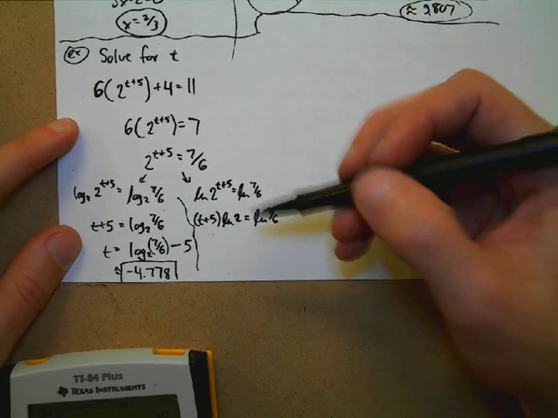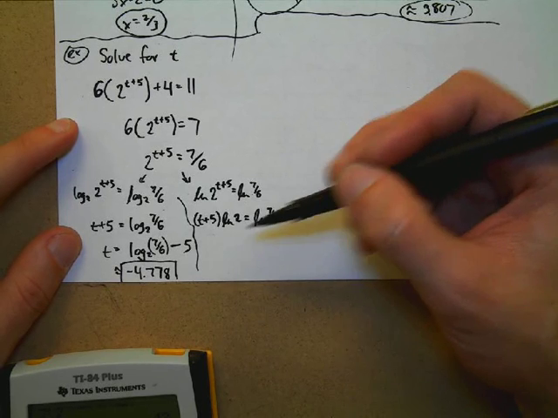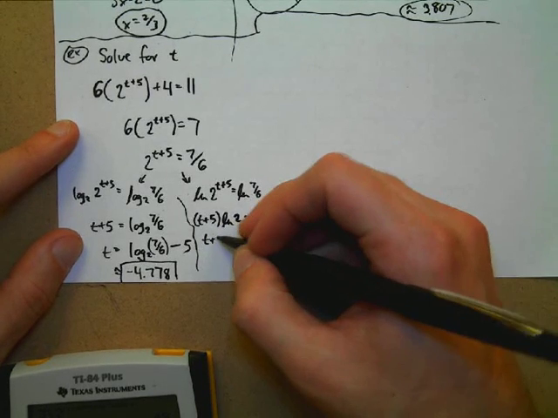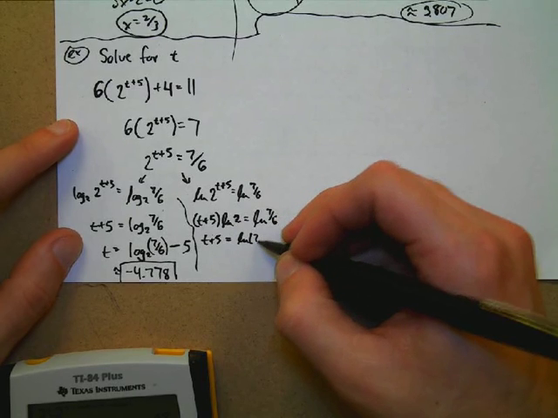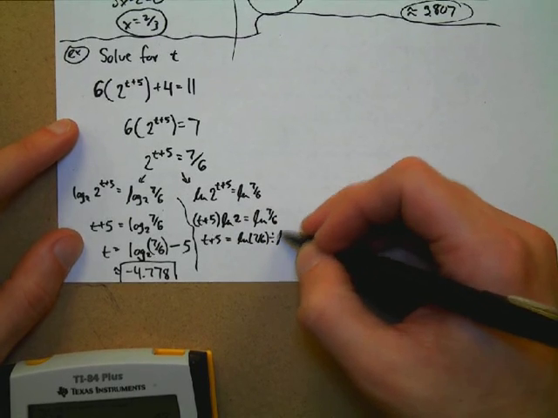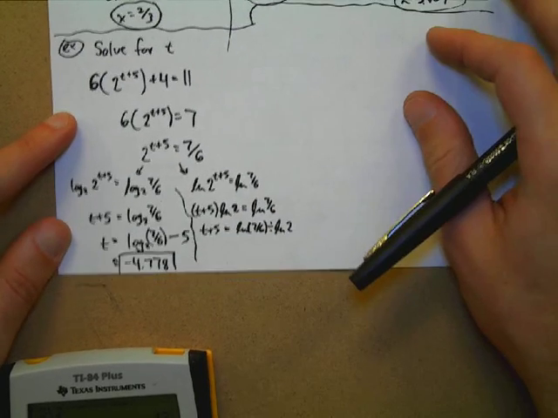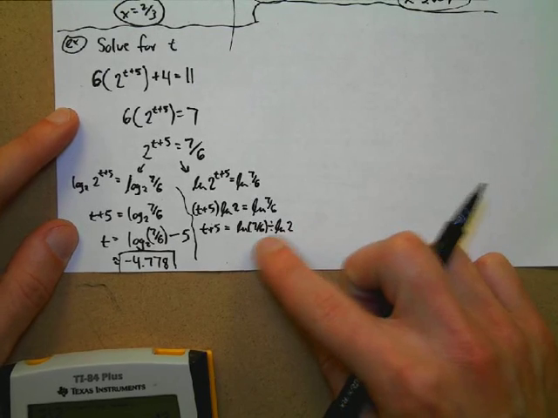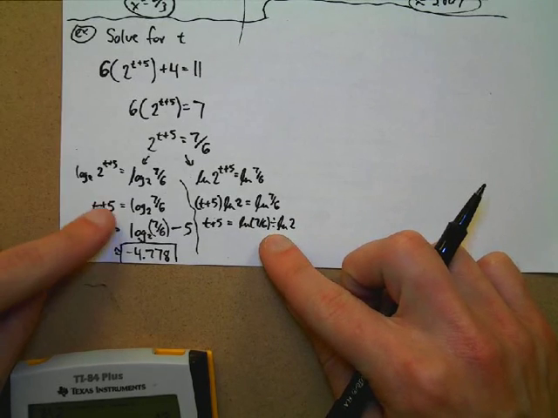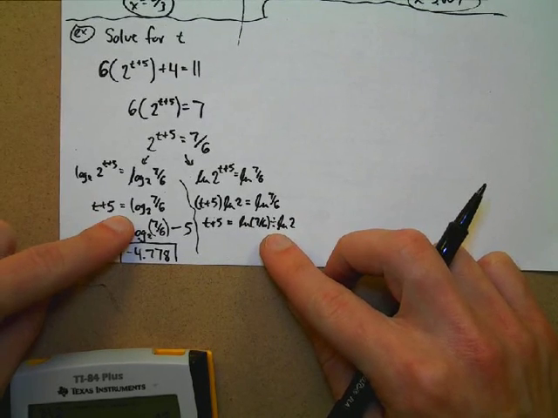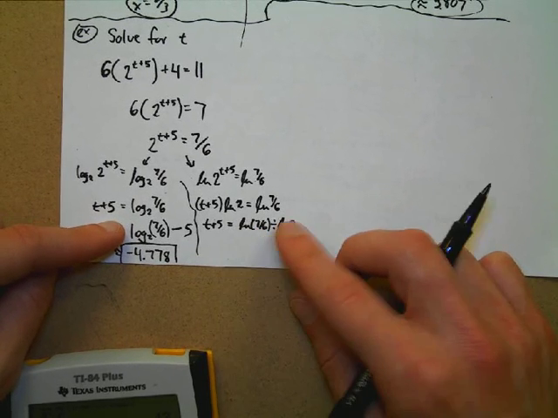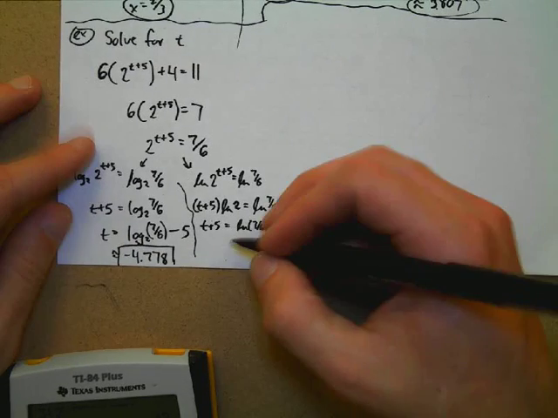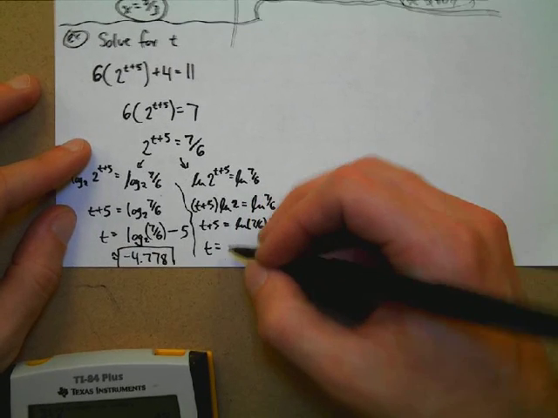Like that. Which might look worse than log base 2 of 7/6, but when we go to type this in our calculator, we would type the exact same thing, because to evaluate log base 2 of 7/6, we have to do a change of base anyway, so it ends up being the same thing. And so we end up with the same answer: natural log of 7/6 divided by natural log of 2, and then minus 5.